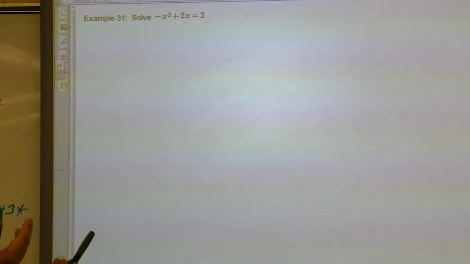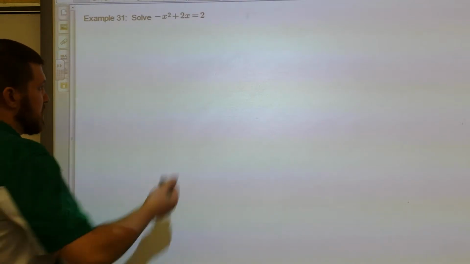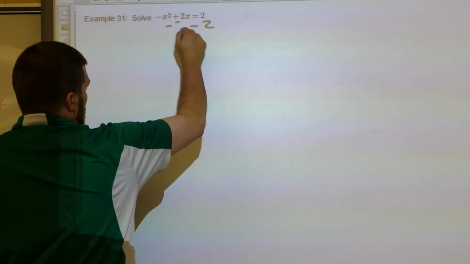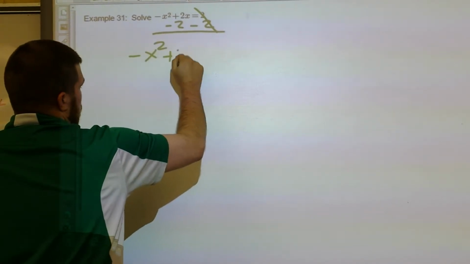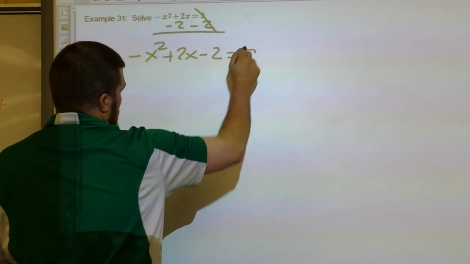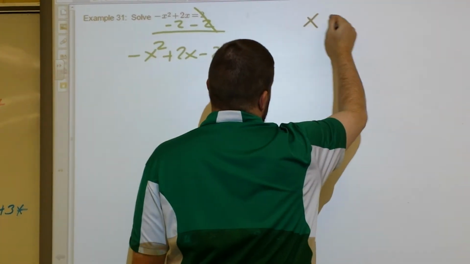Okay, another one. We've got to start off using quadratic formula. Start off by getting everything on the same side. So minus 2, minus 2. So negative x squared plus 2x minus 2 equals 0. Again, if it helps you, I suggest write out the quadratic formula many times.